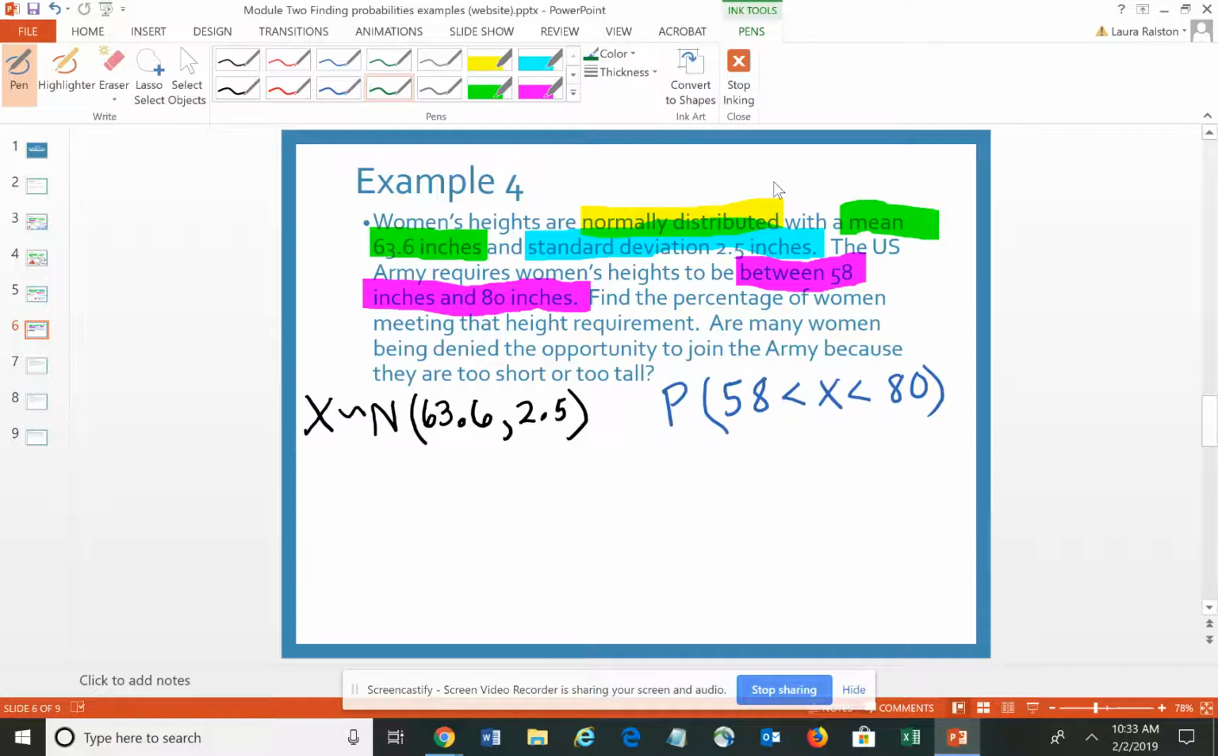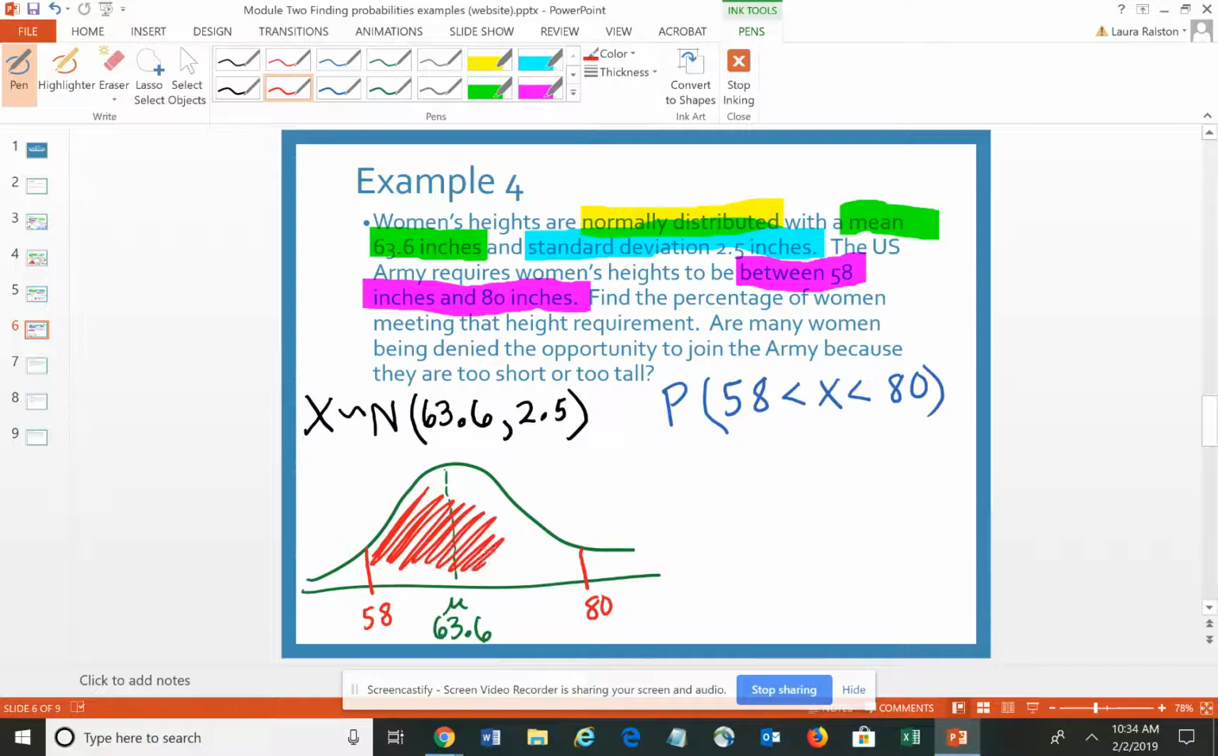Okay, so if I draw my picture, I have my horizontal number line, my bell-shaped normal distribution. The mean is given as 63.6. 58 would be to the left because it's smaller than the mean. And 80 would be to the right because it's larger than the mean. And we're looking for this red shaded region. So now we're ready to calculate. We're going out to the website.